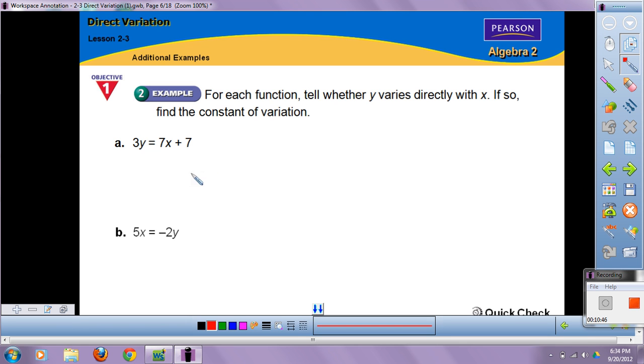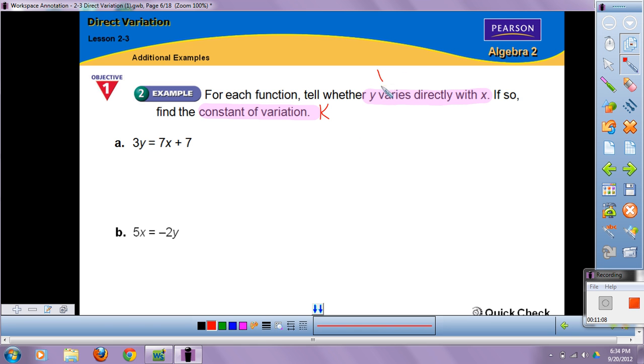Okay, example 2. For each function, tell whether y varies directly with x. If so, find the constant of variation. So something similar to what we just did, except now instead of with a table, we're given these equations. Again, they want to know, does y vary directly with x? If it does, they want the constant of variation, which again is just your k.